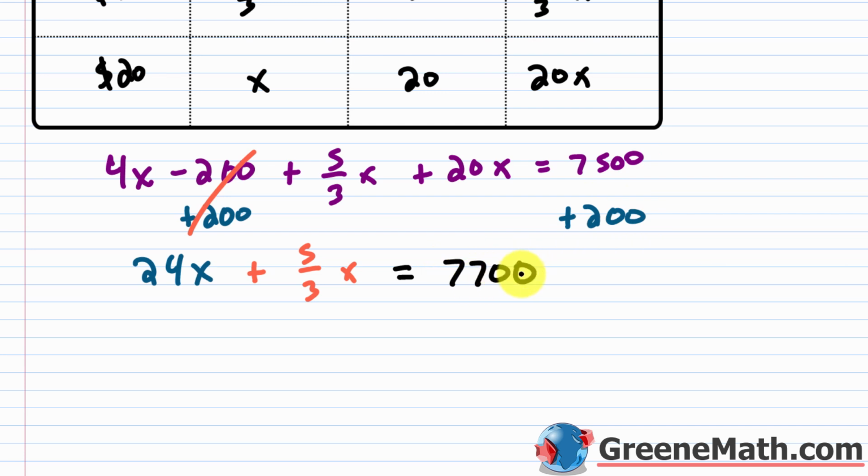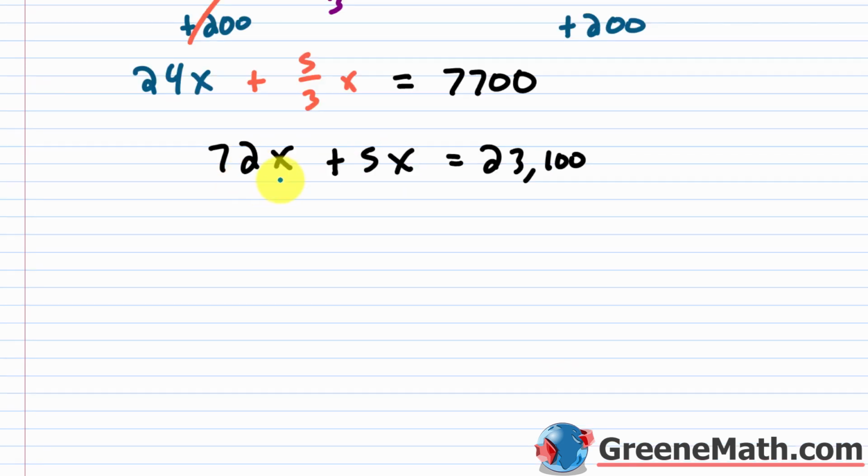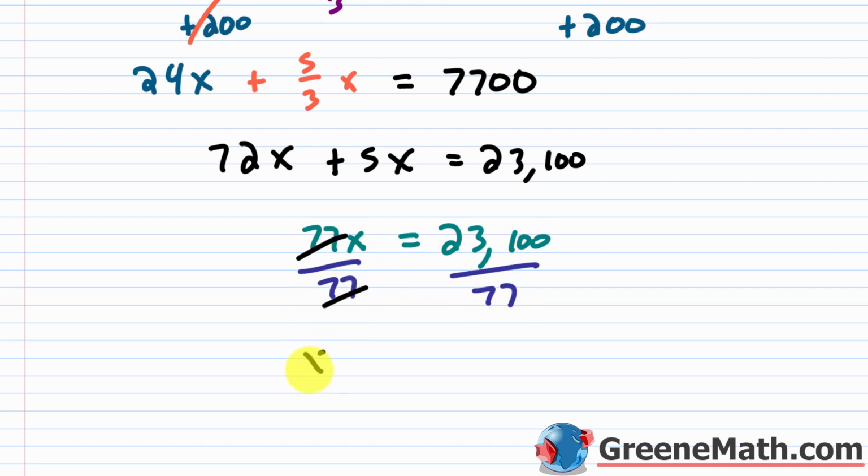Okay, so from here, now I can clear the denominator. So I can multiply everything by 3. 24 times 3 is going to be 72, so this would be 72x, and then plus 5x. Here, 7,700 times 3 is going to be 23,100. So again, if I combine like terms over here, 72x plus 5x would be 77x. So this equals 23,100. Let's divide both sides of the equation by 77. And so this cancels. You're going to get x is equal to 23,100 divided by 77, which is going to give me 300. So x is 300. And again, that's the number of 20s.